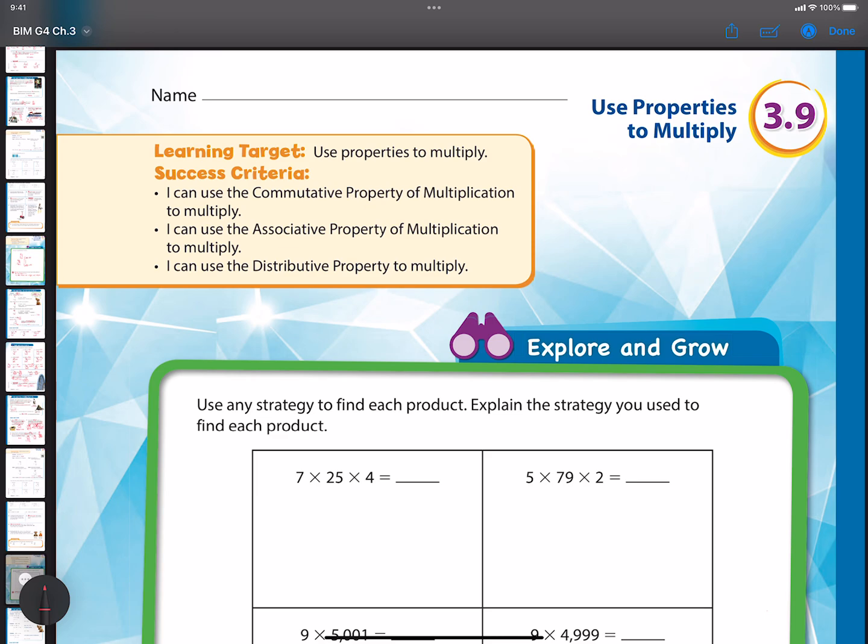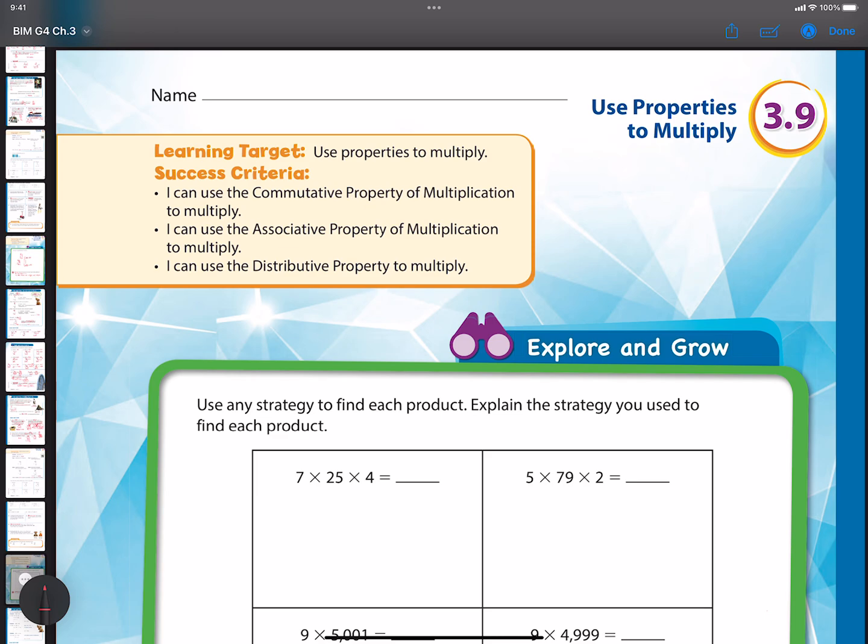This lesson is 3.9, use properties to multiply. And our target is to use properties to multiply. And look at these criteria. I can use the commutative property of multiplication and associative property and distributive property.